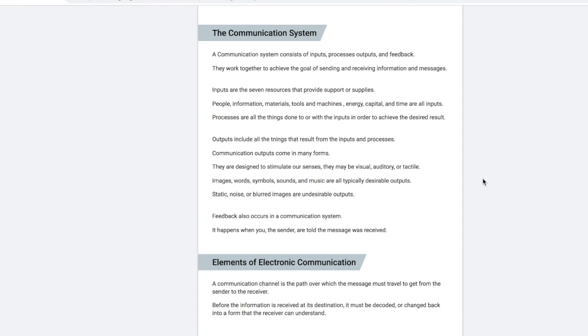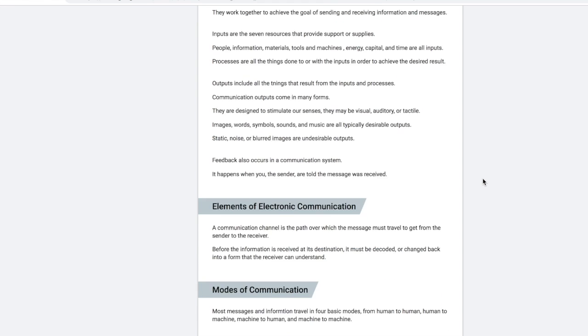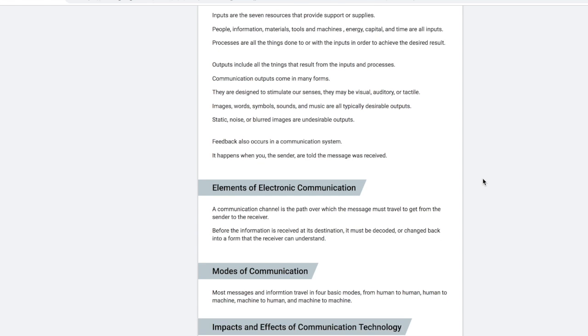Images, words, symbols, sounds, and music are all typically desirable outputs. Static, noise, or blurred images are undesirable outputs. Feedback also occurs in the communication system. It happens when you, the sender, are told the message was received.